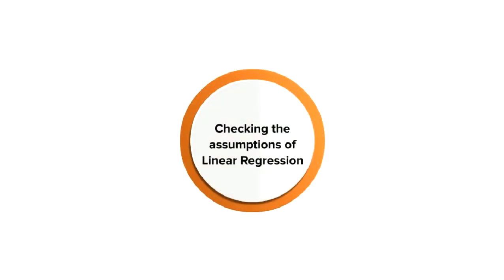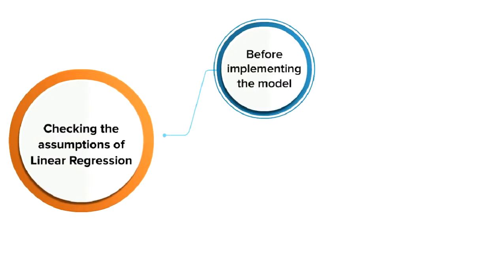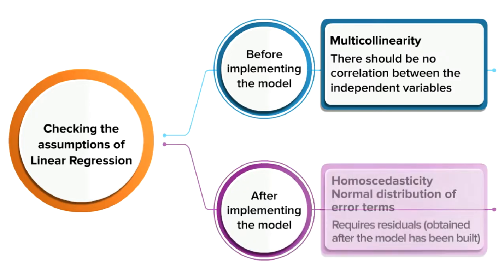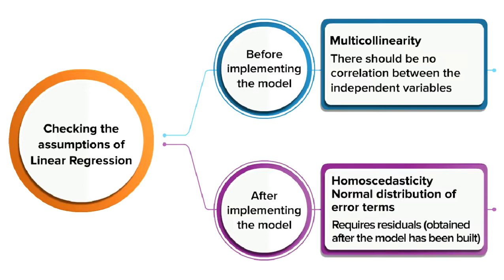Now, an important thing to note is that some of the assumptions of linear regression need to be checked before the model implementation, such as multicollinearity. This is because we do not want the correlation between the independent variables in our model. On the other hand, we check some assumptions like homoscedasticity, that is, constant variance of the error terms, and the normal distribution of the error terms after the model implementation. As to check these assumptions, we require the residuals, which can only be obtained after the model has been built. So let's dive into implementing linear regression.